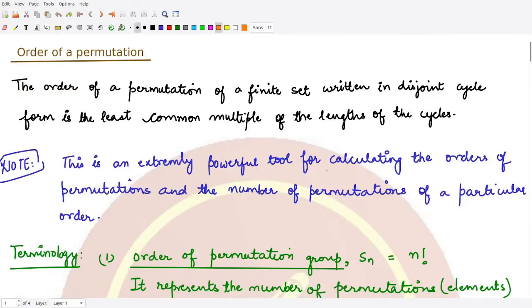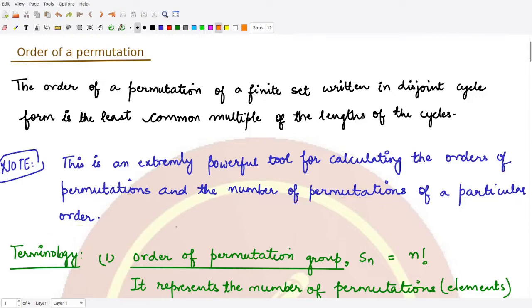This result is extremely helpful when we want to calculate the orders of permutations, and also when we want to calculate the number of permutations of a particular order. This would become more clear when we study various examples.